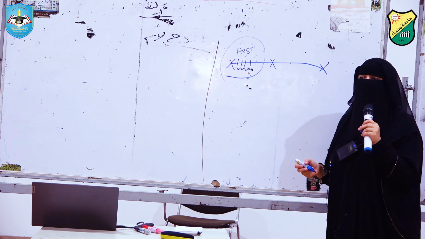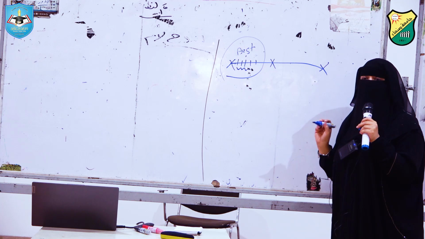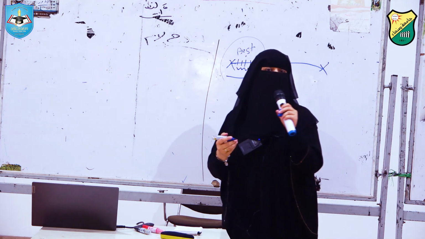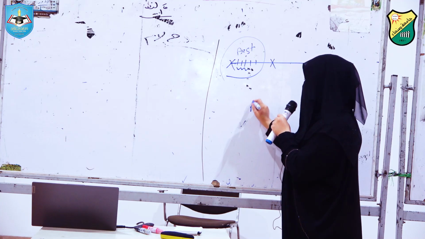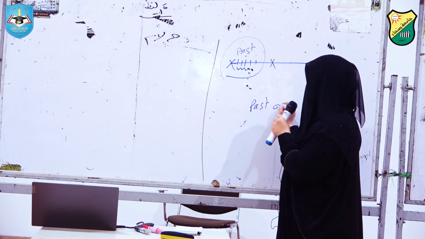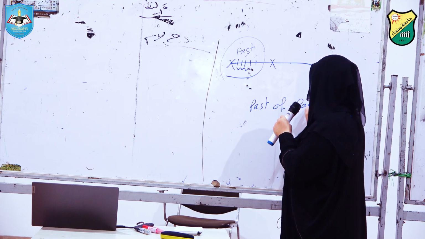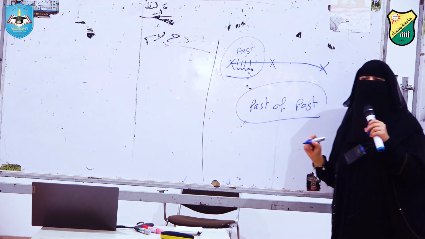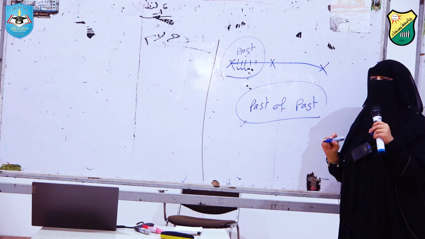What do we call it? Past perfect. طيب الباست perfect هذا فيه مع اسم آخر. Past of the past. Okay, we call it past of the past. So past of the past is the past perfect. Why do we call it past of the past?